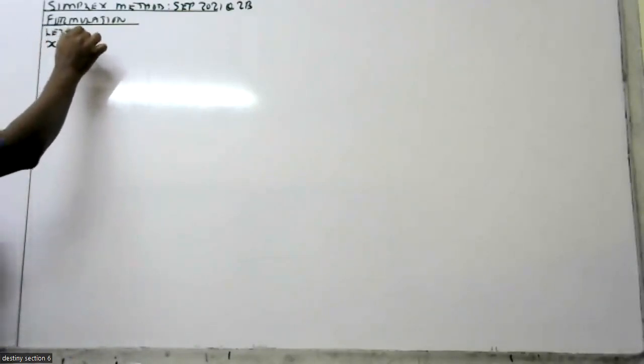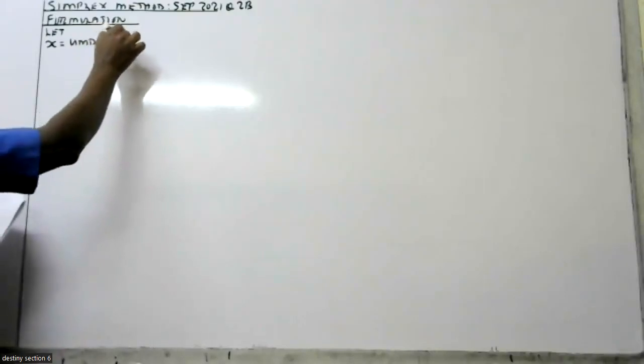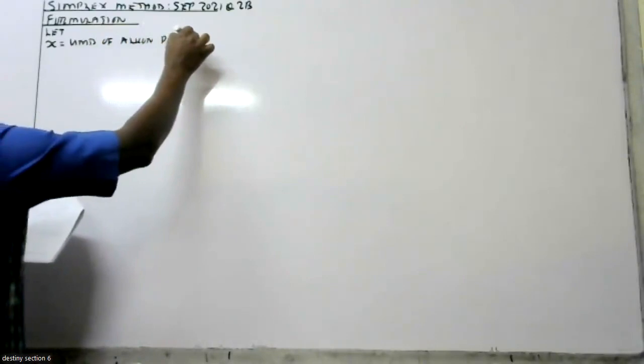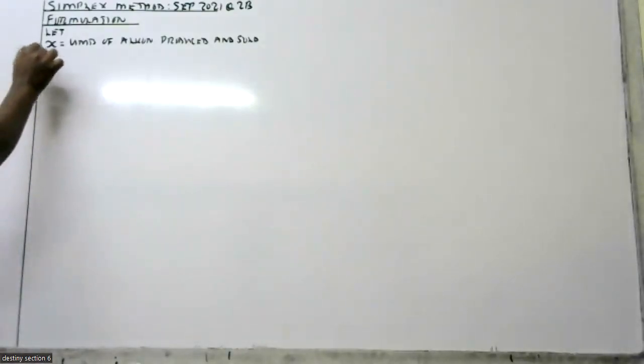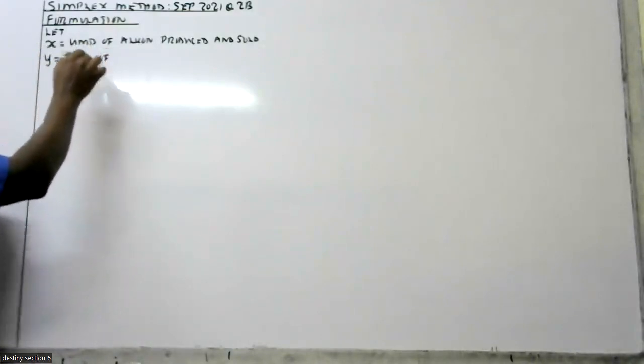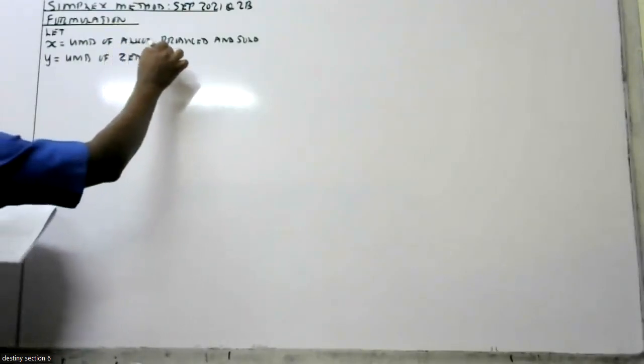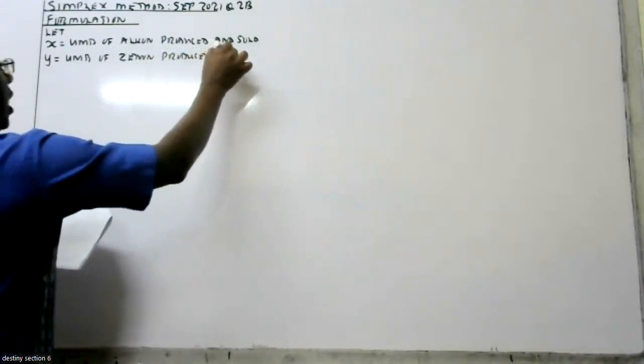So in doing that, the very first thing that we need to do is called formulation. In the formulation, you begin by saying let X represent units of alcohol produced and sold, Y to represent units of xenon produced and sold.